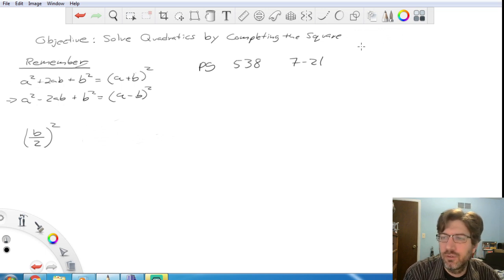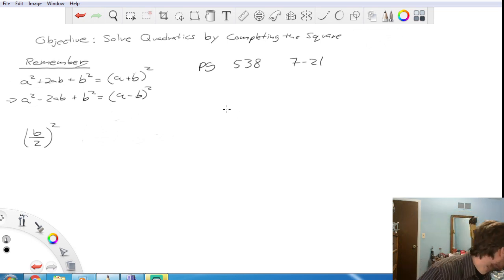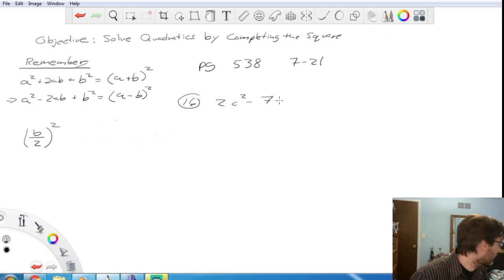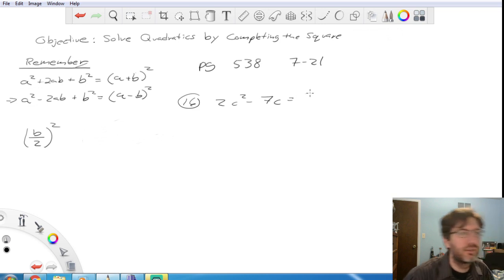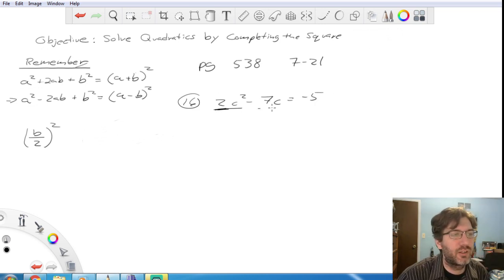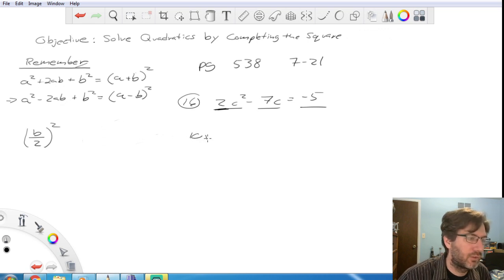Is the last one you did with the 10, you just divide in the beginning? Yeah, okay. Whenever you have, I don't think I gave you any like that today. Maybe I did. If I'm looking at 16, you have 2c squared minus 7c equals -5. Whatever this term is, just divide everything by that term. If this term is 1, then it's not going to change anything, so you don't have to do that. The one I gave you was 10x squared minus 30x minus 8. I could have just divided each of these by 10 to begin with.